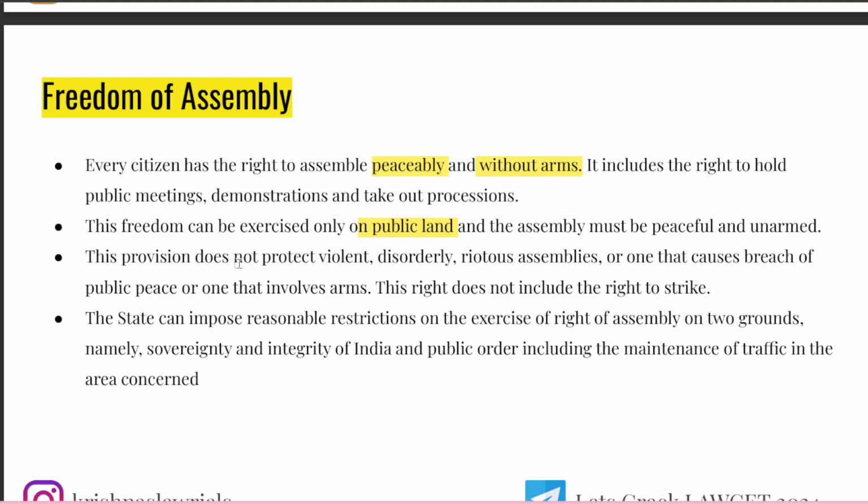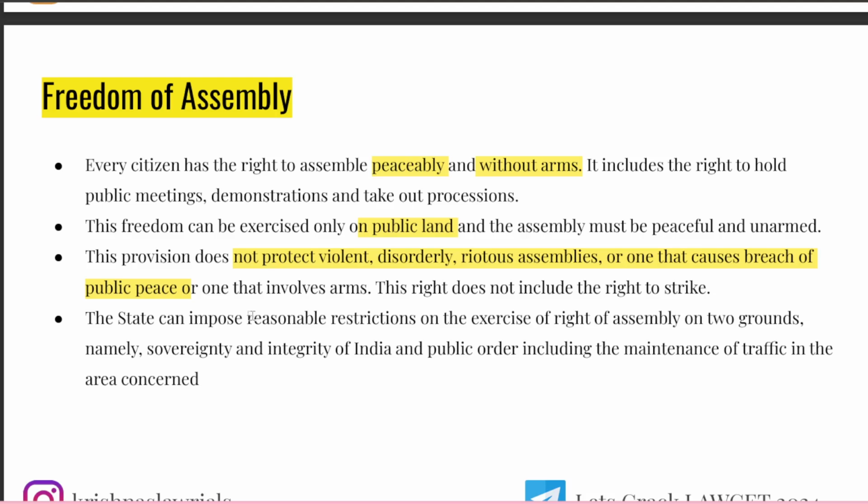This provision does not protect violent, disorderly, riotous assemblies or the ones that breach the public peace. What do you mean is, freedom of assembly doesn't apply to persons who assemble with a violent motive, one who wants to disturb the peace or breach the public peace, one who wants to do riots. What do you mean by riots? Danga or affrays, where they break things, they fire, they set ablaze vehicles and all. Those are known as riots.